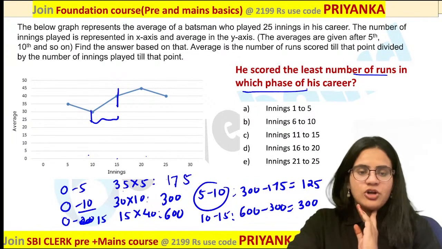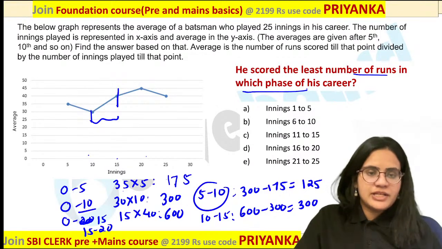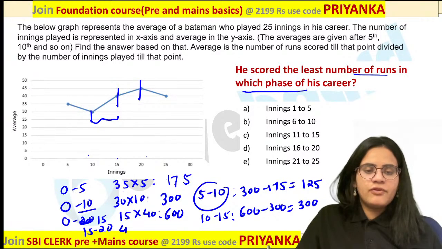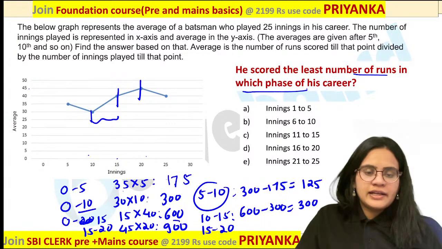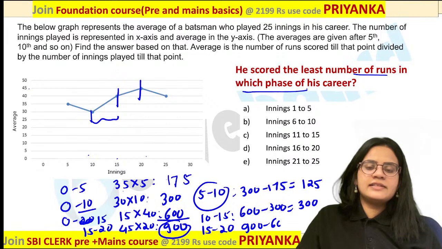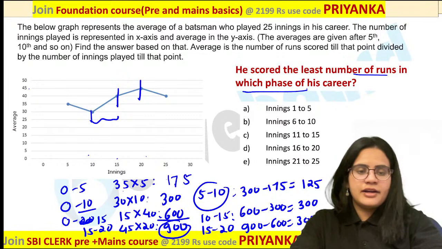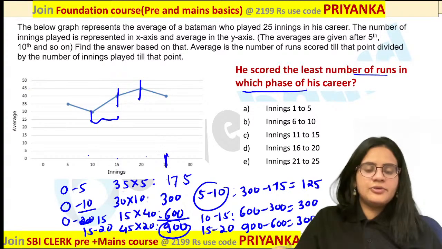Okay. Now let us talk about the next value. So 0 to 15 I have calculated. Now how will you calculate between 15 to 20 over here? At 20 the value is 45. So this will become 45 into 20, which is nothing but 900. So for 15 to 20, I have to take till 20 and subtract till 15. So this would be 900 minus 600, which is nothing but 300 over here. Everybody is following this?